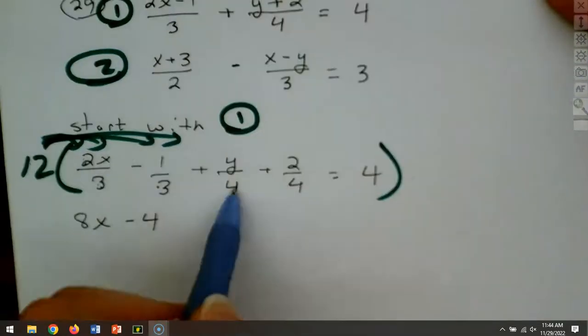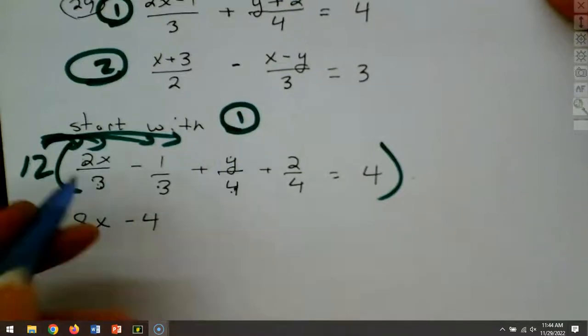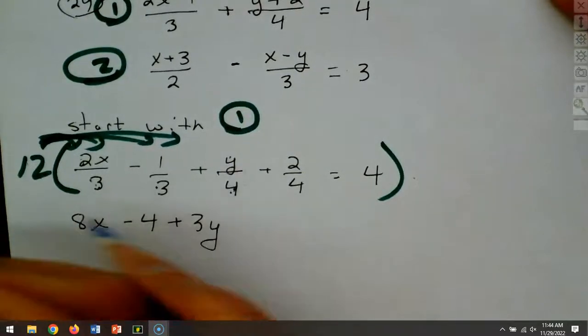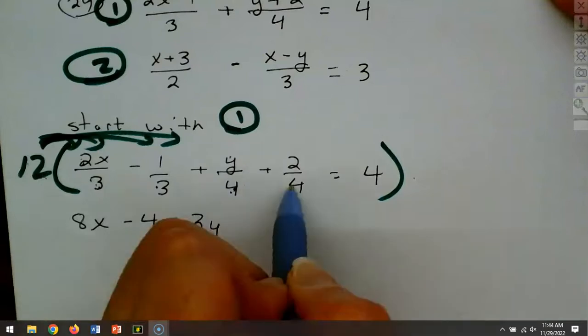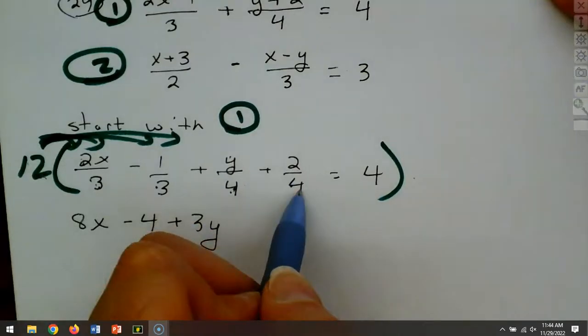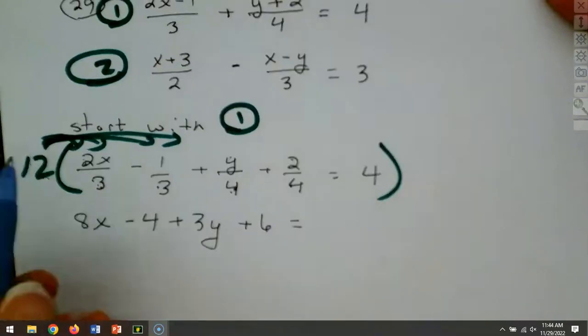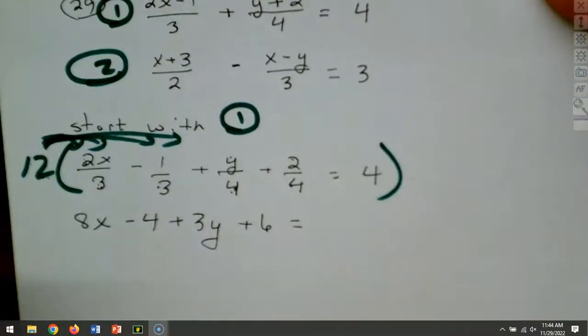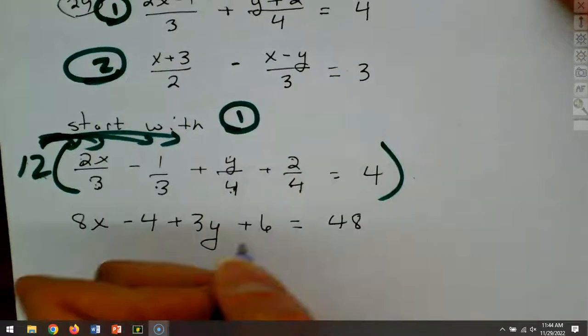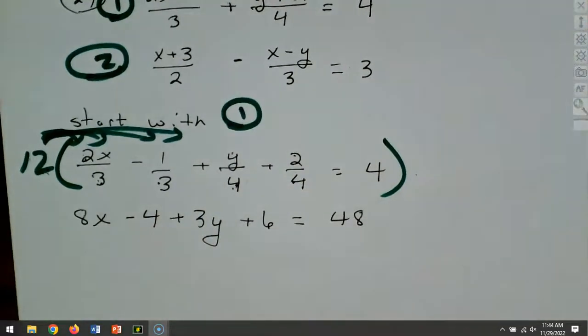12 divided by 4 is 3. 3 times y, that makes it a 3y. 12 divided by 4 is a 3. 3 times 2 makes it a 6. And do not forget the other side. 12 times 4. Well, 12 times 4 is a what? 48. Now we've got to clean this all up and get it in standard form.